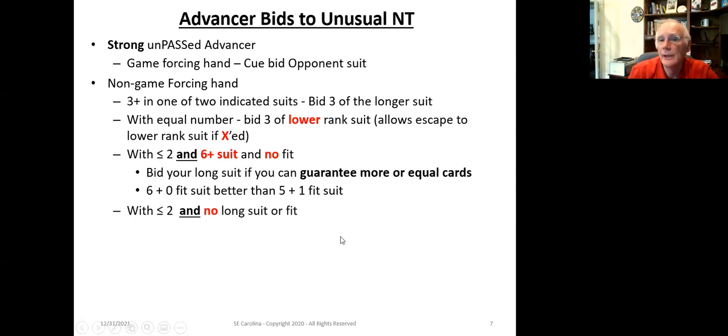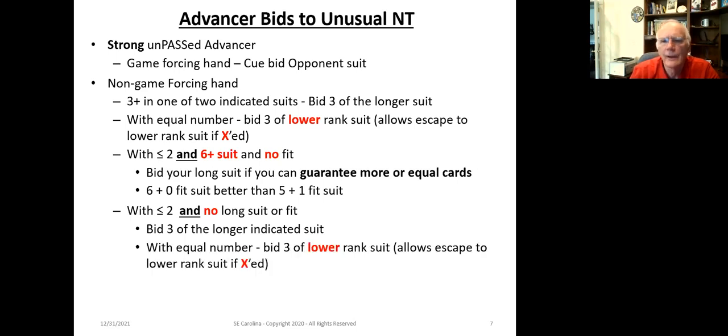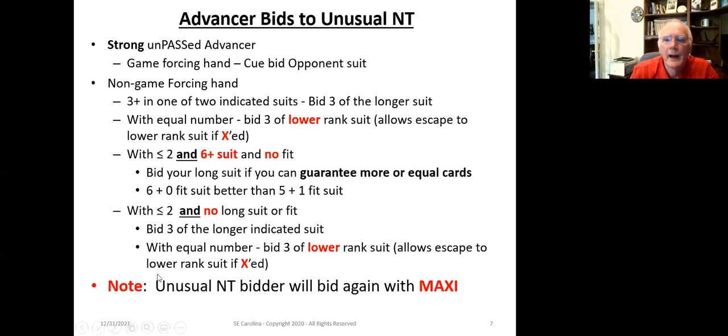With less than 2 and no long suit or fit, you can bid 3 of the longer indicated suit. I mean, you may be showing only 2 card support if you've got 1, and it can get a little hairy here, but you're pretty easy. Pick the one where you've got the longest number of cards. And again, if you've got an equal number, pick the lower ranking suit.